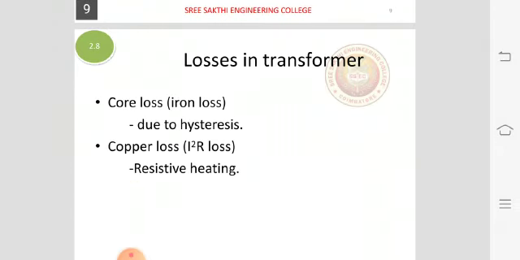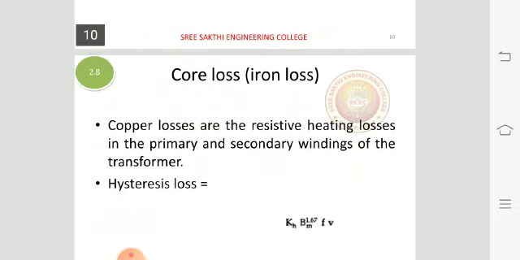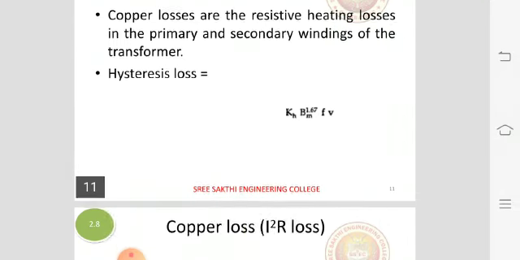Next, what are the losses that occur in a transformer? There are two losses. One is core loss and another one is copper loss. The core loss is otherwise called iron loss, which is mainly due to hysteresis, and I square R loss or copper loss is mainly due to resistive heating. First we will see core loss, the other name of which is iron loss. Copper losses are the resistive heating losses in the primary and secondary windings of the transformer. Hysteresis loss is equal to Kh Bm^1.67 f.